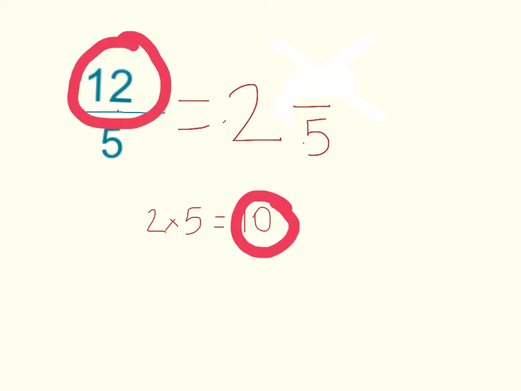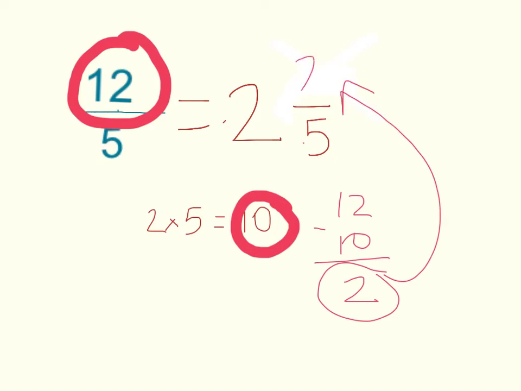So 12 minus 10 equals 2. And this is the number that's going to go up to the top. So your answer, 12/5, is the same thing as 2 and 2/5. So 2 and 2/5 is your final answer.